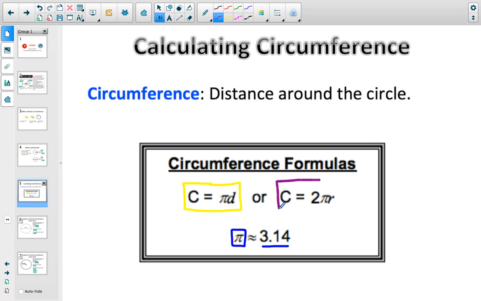If you're given the radius and you're asked to find the circumference, you're going to use this formula that I'm putting a purple box around. C equals 2 times pi times r. So in both examples, the d in the first formula means diameter, the r in the second formula means radius, and this symbol down below here means pi, and we're going to use 3.14.